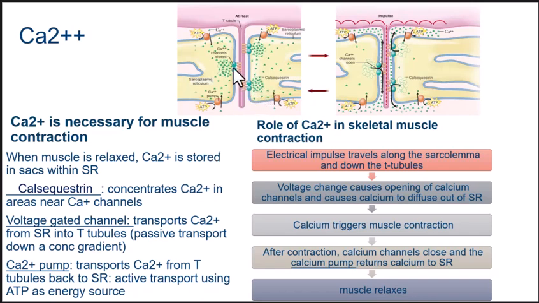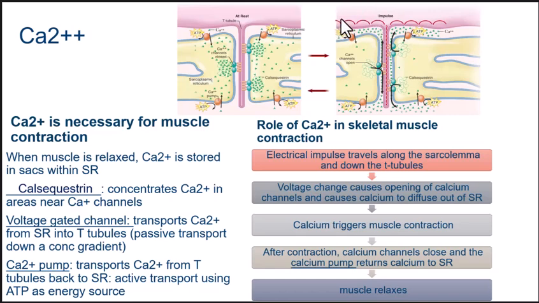These channels here are voltage-gated channels, and they will open once they've been stimulated by a voltage or an impulse, which would travel down here to stimulate them. They would open, and then once they open, calcium will move just passively down its concentration gradient from where it's in high concentration inside the sarcoplasmic reticulum to where it's in lower concentration outside of it.